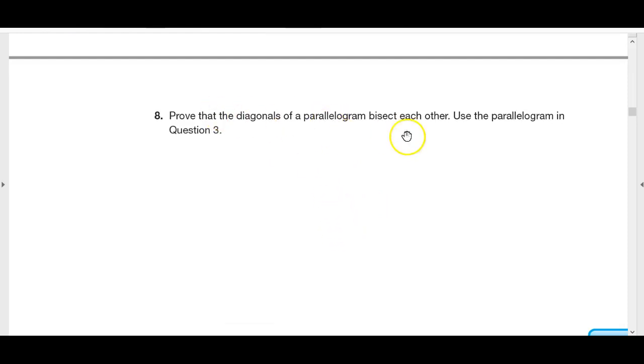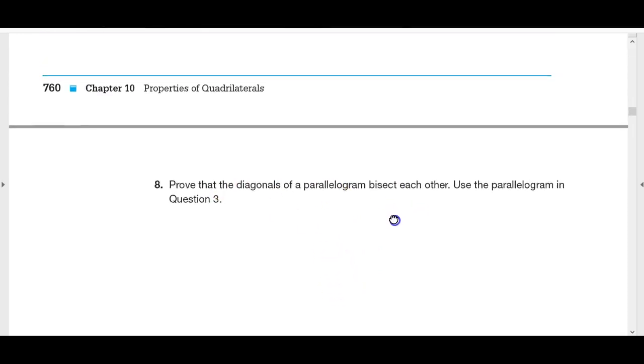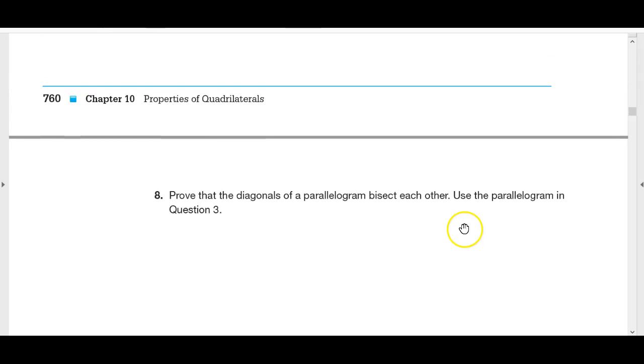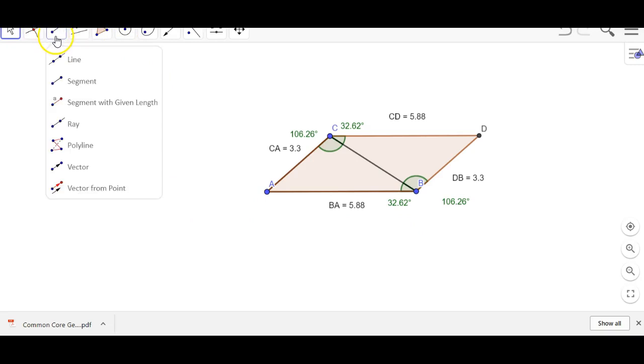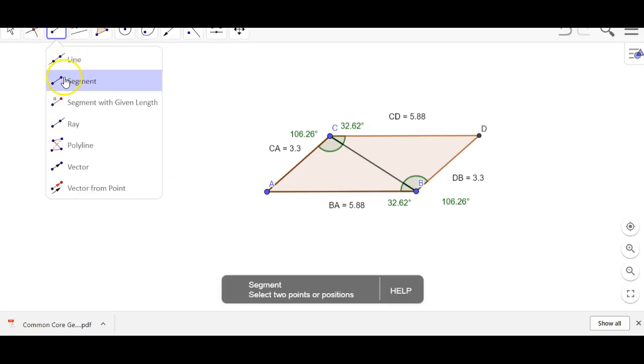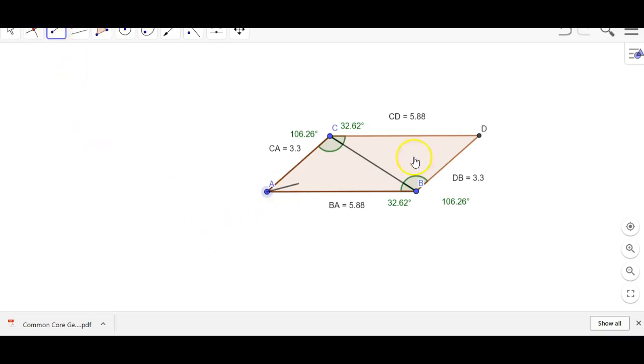So now they want to know, prove that the diagonals of a parallelogram bisect each other. This is a little different, right? All right, let's take a look. The diagonals of a parallelogram bisect each other. So again, let's go through making our other diagonal here. So here's a segment. Boom and boom. So I make this diagonal. What do I know about this angle here and that angle there? Well, they're alternate interiors, right? So they have to be congruent.